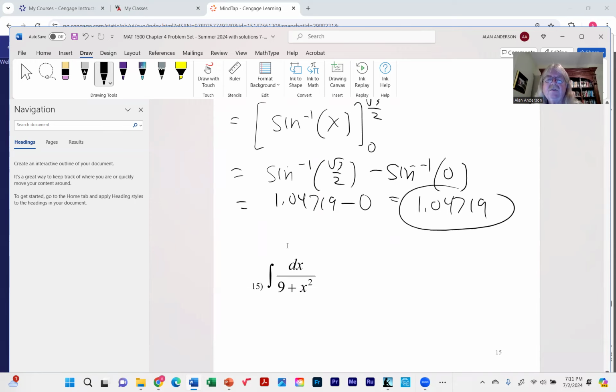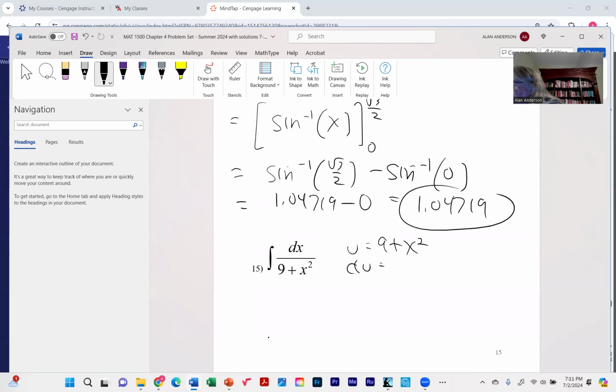And then now this last one, you can see it has that sort of look to it. You can see that if I try to use the method of substitution, it won't work because I don't have 2x dx. I can't just supply it. I can supply the 2, but not the x.